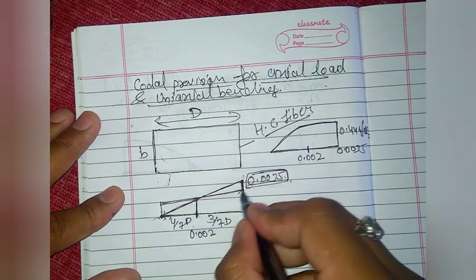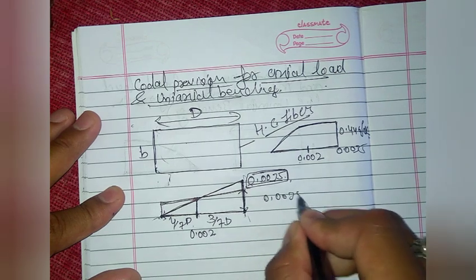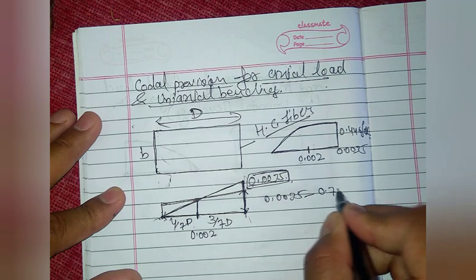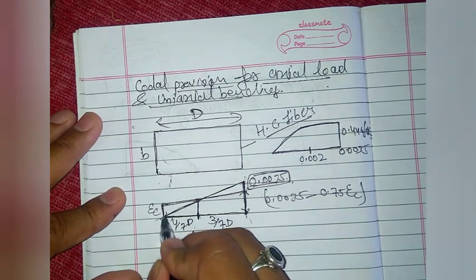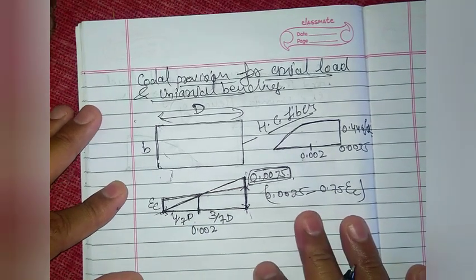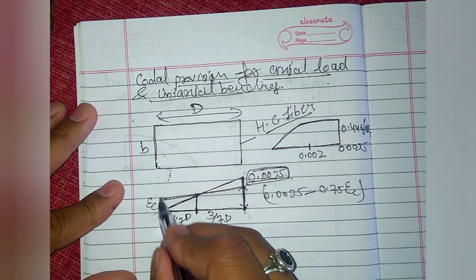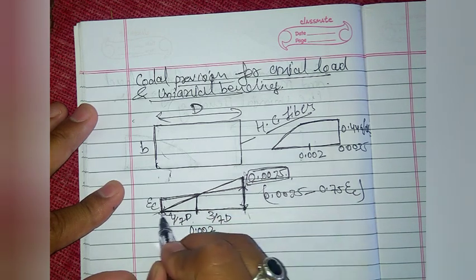So here we are getting some strain value, and this strain value is equal to 0.0035 minus 0.75 of epsilon c, and this is your epsilon c, the strain value here. So what is the point to be noted here: when your neutral axis is at the edge, then we get the strain diagram like this.